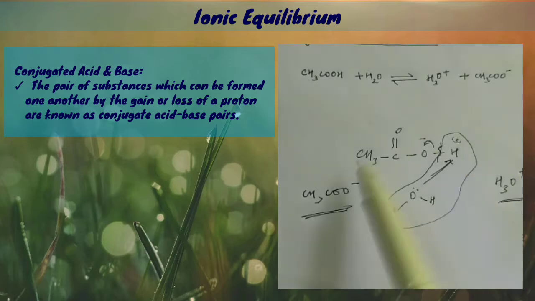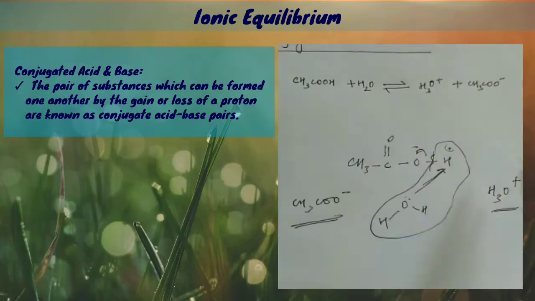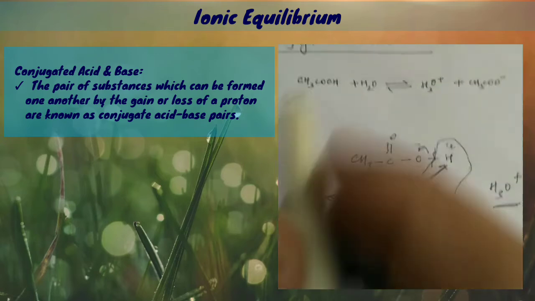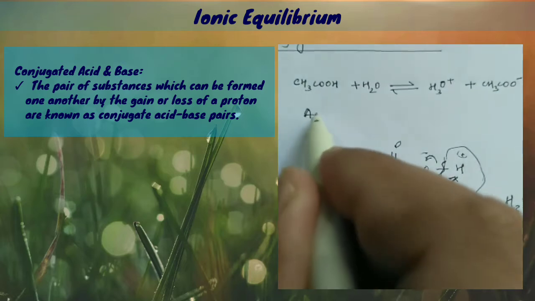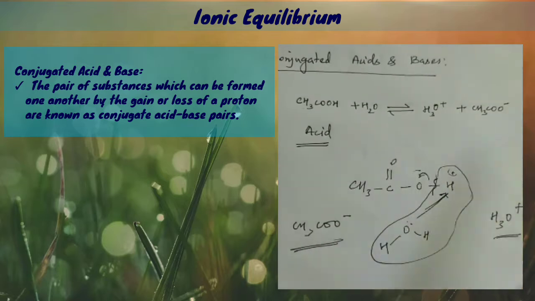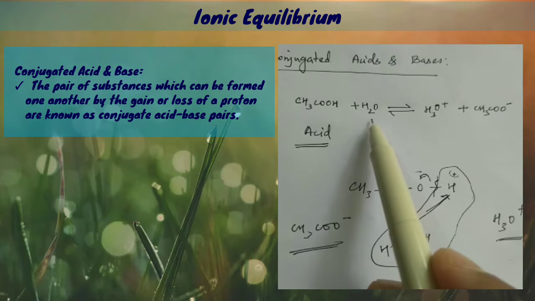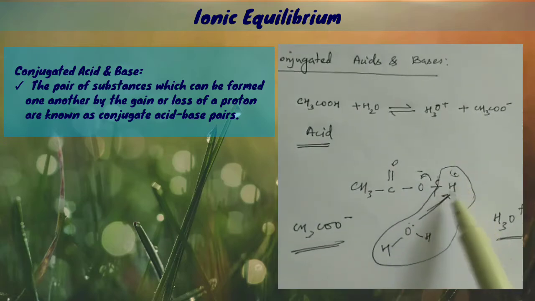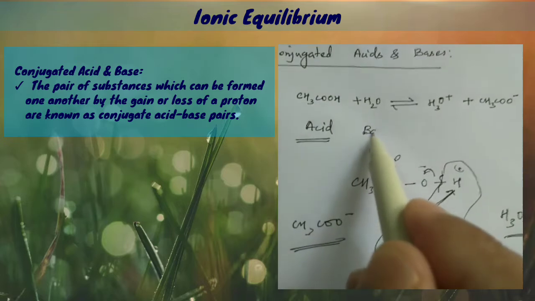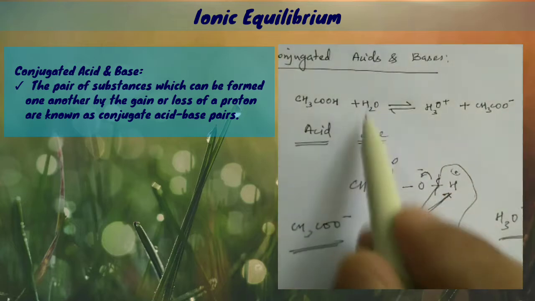So this substance has the capacity of donating a proton to the other substance. So it will act as a what? An acid. So we can write here that this will be your acid. And this substance has the capacity to accept that proton. That means this will act as a what? A base. This will act as a base, understand? And this is actually your solvent also.